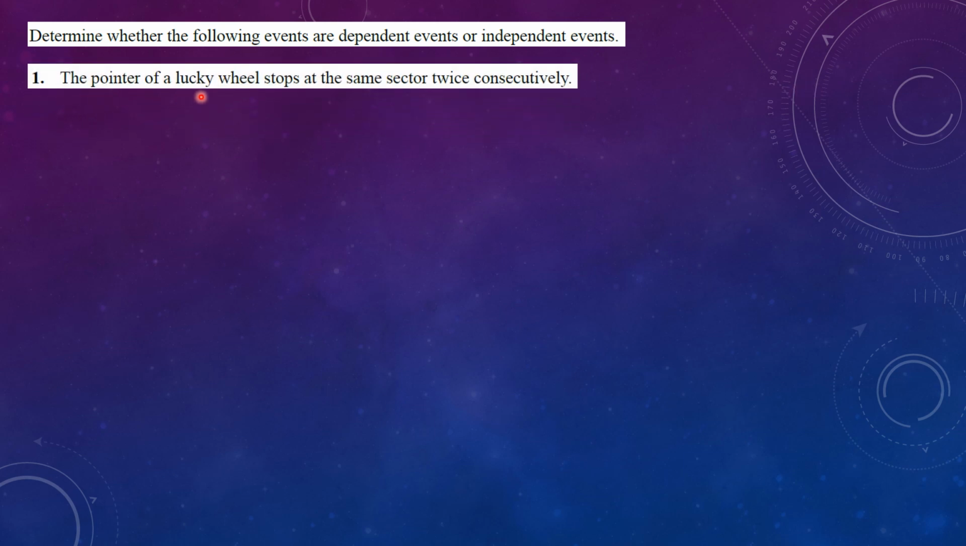Number 1, the pointer of a lucky wheel stops at the same sector twice consecutively. So here, the pointer stops at the same sector. For the lucky wheel, when the pointer stops, the stop for the second pointer doesn't depend on the first pointer. So that means it can be the same sector or a different sector. So this is independent events.